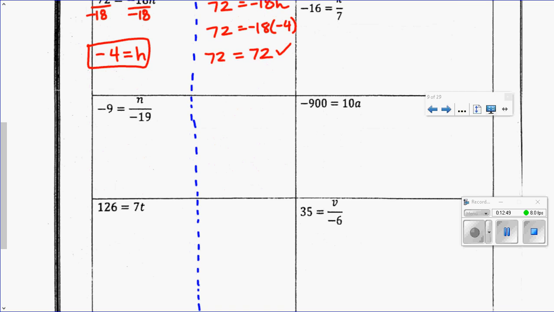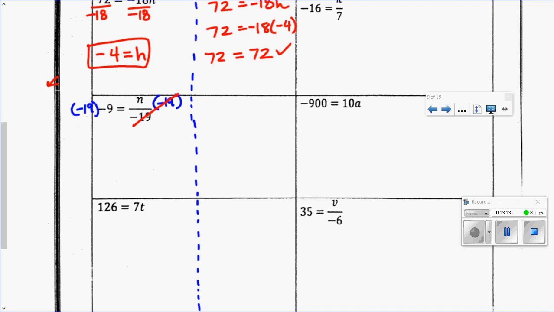Okay, last two. I want n by itself here, so I need to get rid of the divide by negative 19 part. To get rid of divide by negative 19, we are going to multiply by negative 19 on both sides. And negative 19 times negative 9 is what I need to solve since these cancel.